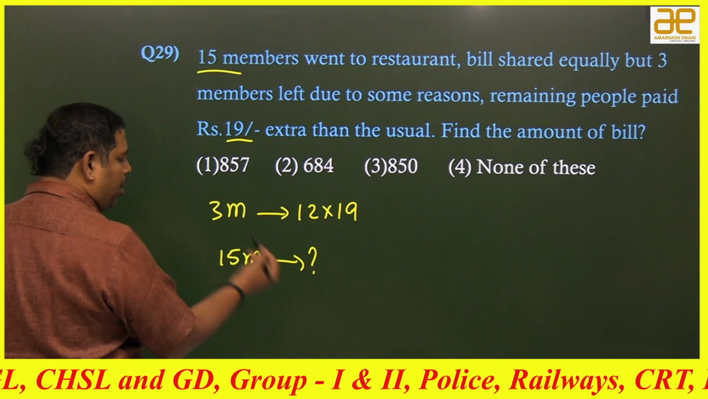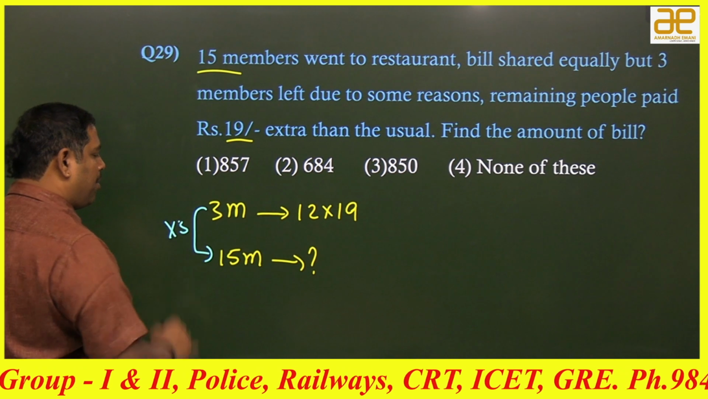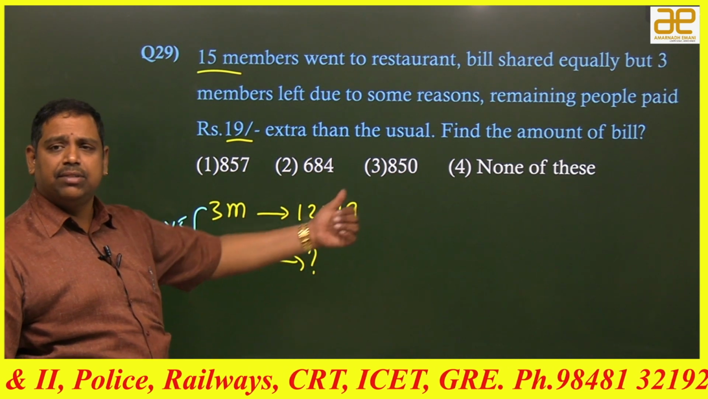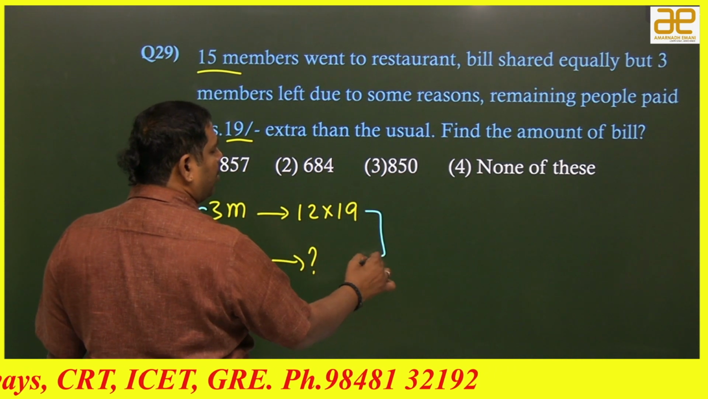Yeah, 3 members become how much? 15 members. Can I say this is 5 times? 3 5s are 15, right? This one also 5 times. Then the calculation is also over.